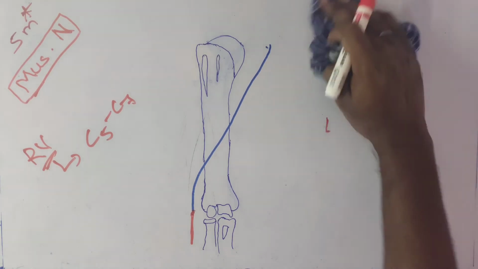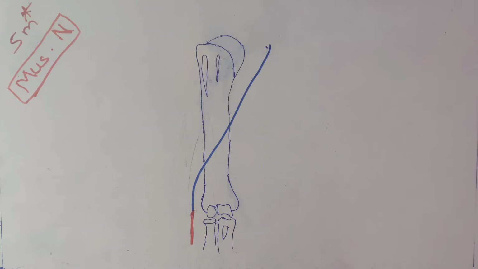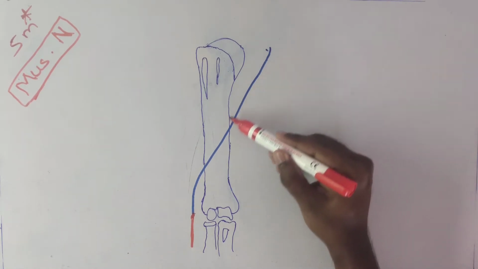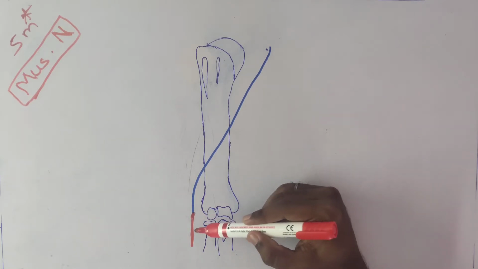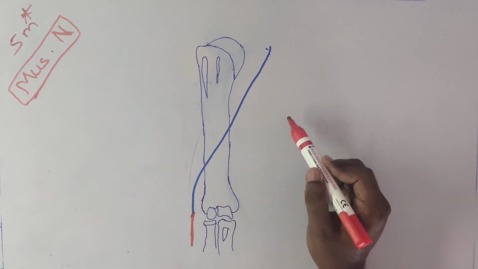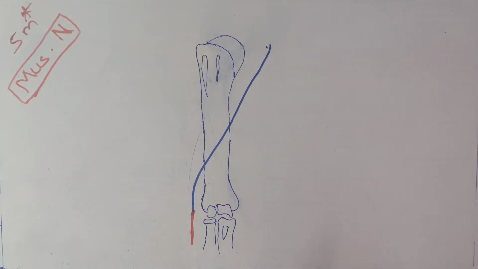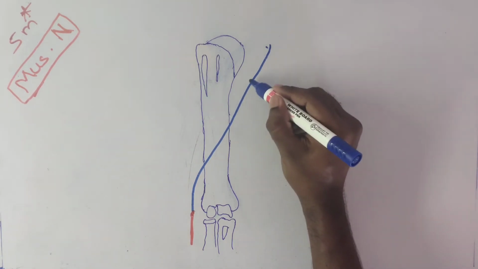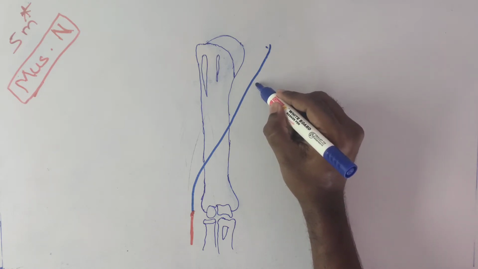Next, coming to the origin, course and termination of this nerve. I already told about the origin and the course. The origin: it extends from the brachial plexus and continues as lateral cutaneous nerve. It accompanies the third part of axillary artery. Next, it then enters the front of arm, at the point of coracobrachialis muscle.